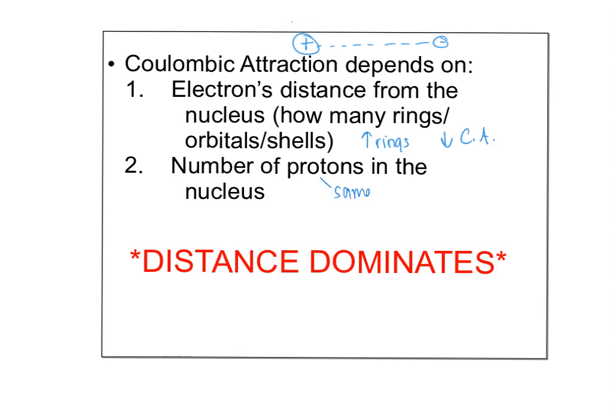Okay, and then the other option, let's say, for example, we have the same number of rings, like they're all in the same row as each other, the same period. Then we look at the number of protons. More protons means more Coulombic attraction.